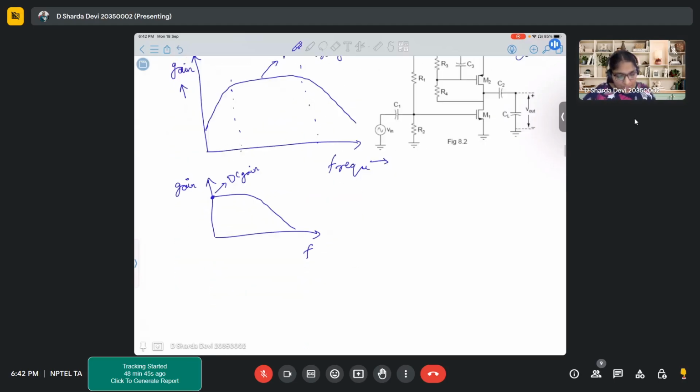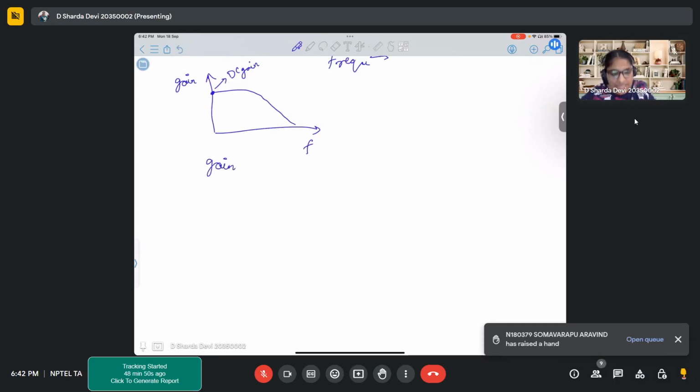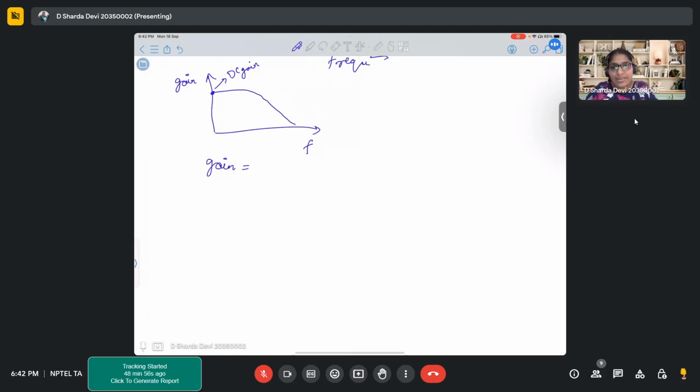After knowing this, we know they are asking for gain, right? And it's a CS amplifier. So when it is a CS amplifier, how do we write gain? What is the simplest way of writing gain? Minus gm into RL, ma'am. gm into R out, sorry. Minus gm into R out.